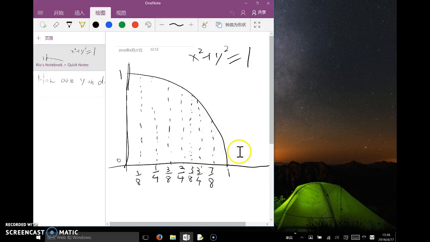Of course, this looks not accurate because I haven't divided it enough times, but if I divide it many times, I will get a more accurate answer. So now please look at the code.